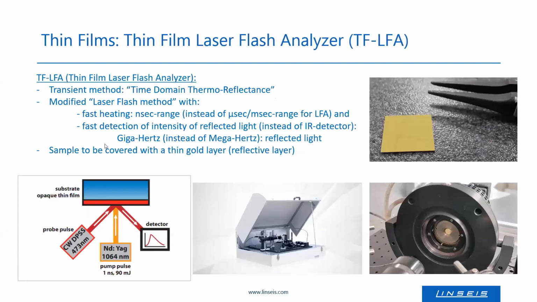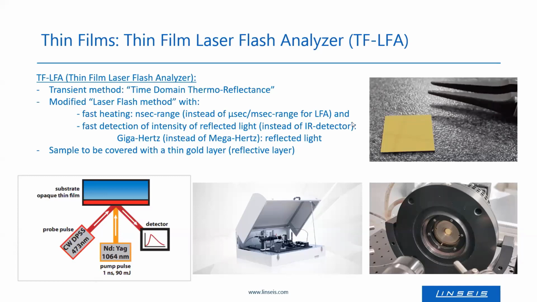And the second instrument dedicated for thin films is the thin film laser flash analyzer, TF-LFA. It's also a transient method, so-called time domain thermoreflectance method. In fact, it's a modified laser flash method. In a laser flash method, you use a short pulse laser to heat the sample's front surface. In a usual laser flash analyzer, this laser pulse has a length of a couple of microseconds to milliseconds. Due to the thin layer in a TF-LFA, you need a shorter energy pulse in a nanosecond range.